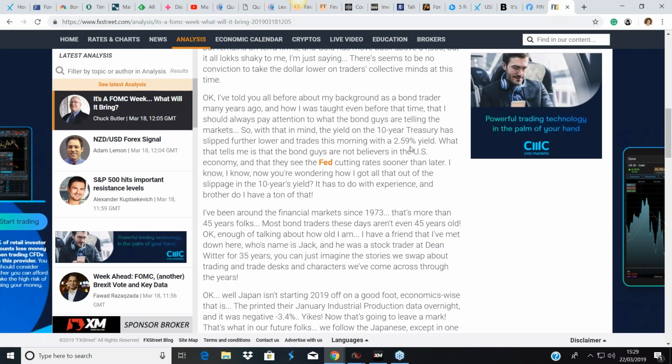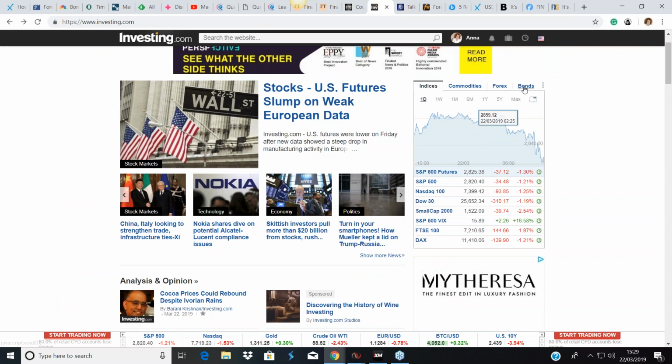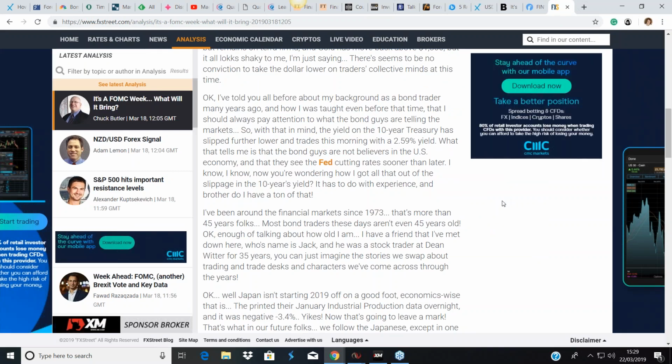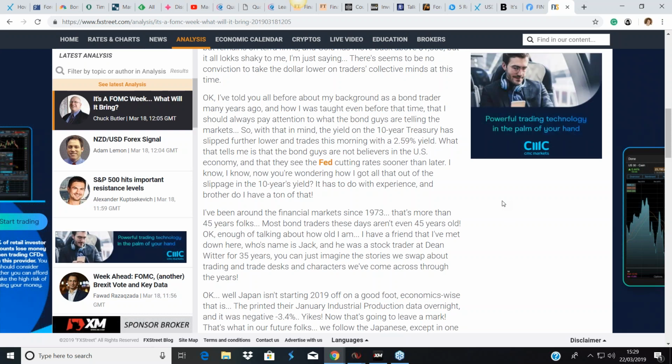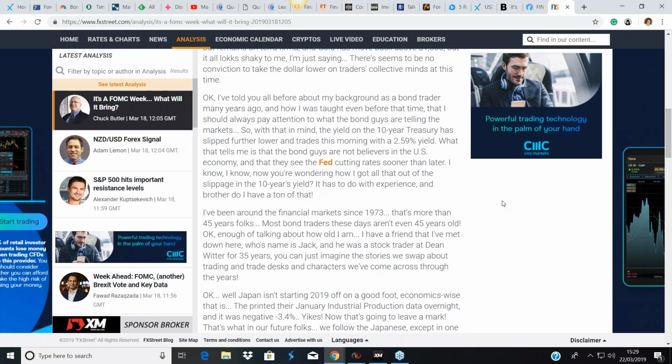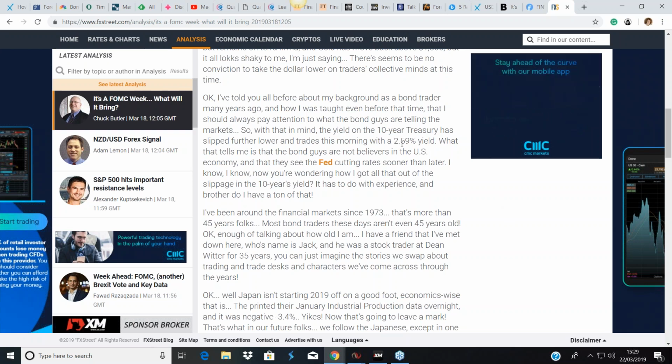The 10-year Treasury yield has gone down. I think it was 2.59 when he was talking. Let's have a look at what it is now. The 10-year is down to 2.439. That is a big move for the bond market. The bond market is the most important of the capital markets in terms of what it tells us about the cost of money and also sentiment. So that's fallen even further.